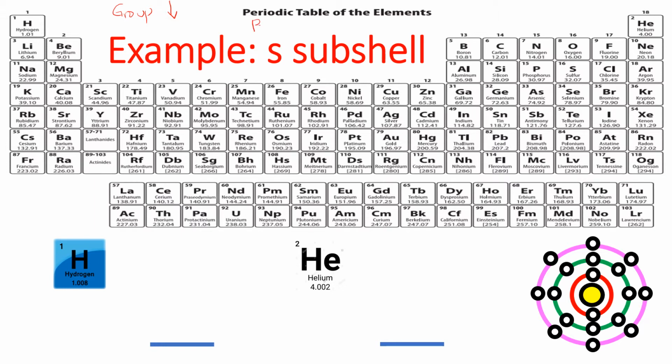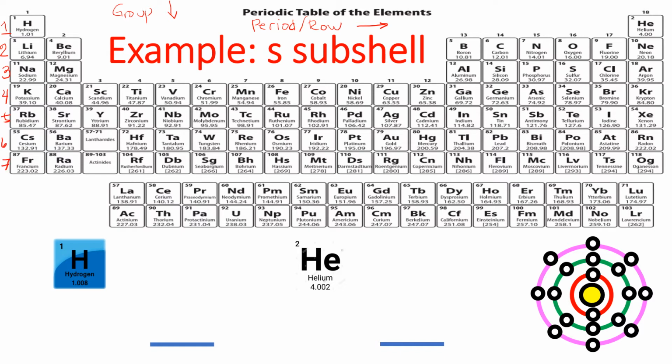If you talk about period, or shall we say your row, that means from left to right. So row 1 here is your hydrogen going to helium. Row 2 here, or your period 2, talks about your lithium, beryllium, boron, carbon, nitrogen, oxygen, fluorine, and neon. So your periodic table has how many periods? They have 1, 2, 3, 4, 5, 6, 7 periods.